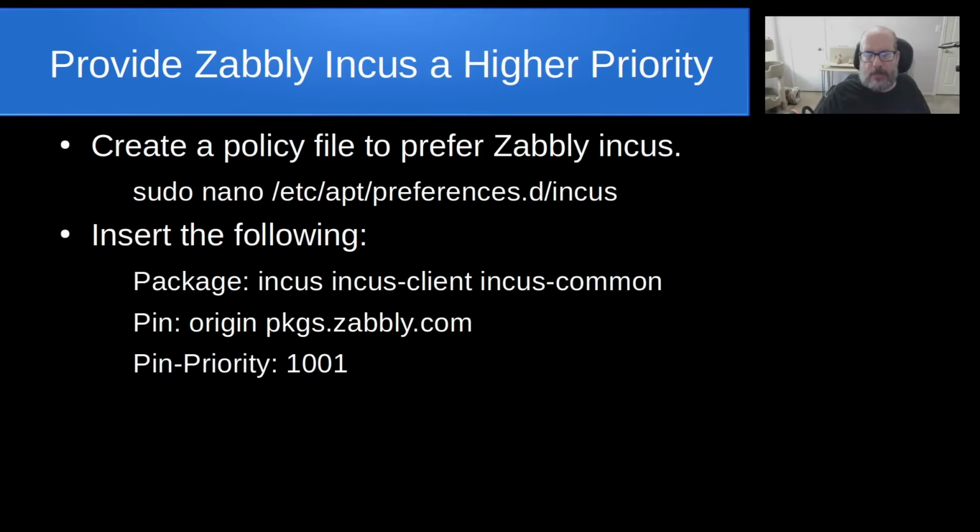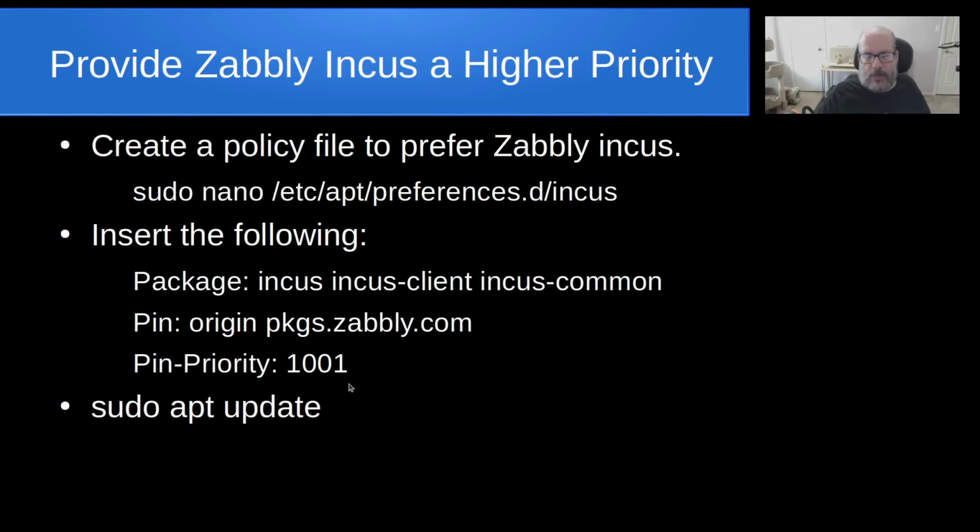It identifies the packages, which are Incus, Incus Client, and Incus Common. And I say the origin is packages.zabbly.com. And then I set what's called a pin priority. This is referred to as pinning an application repository to a priority higher than the priority that is used by default, which I believe is 500.